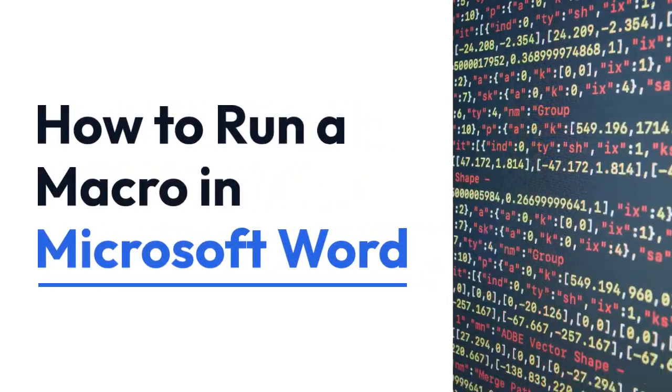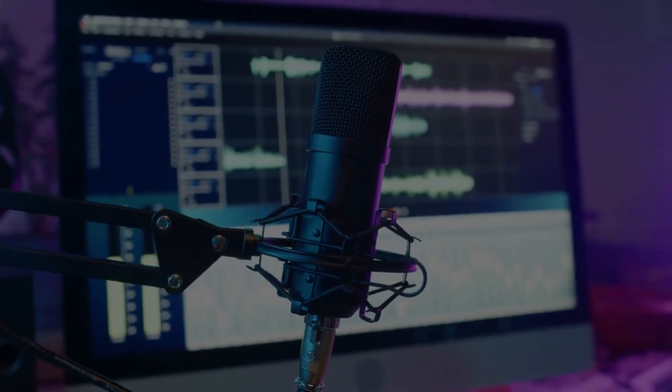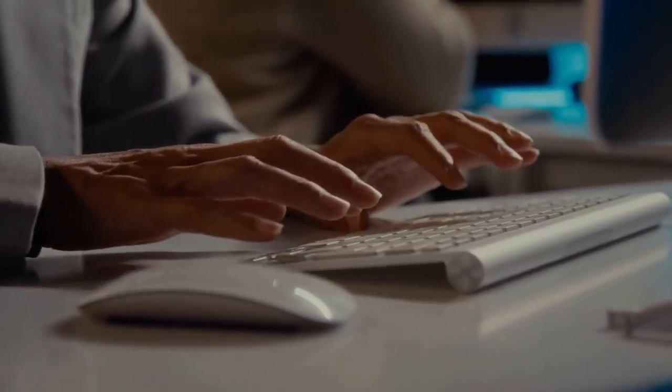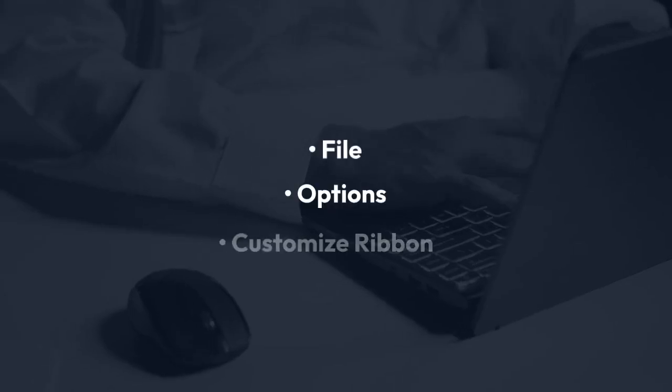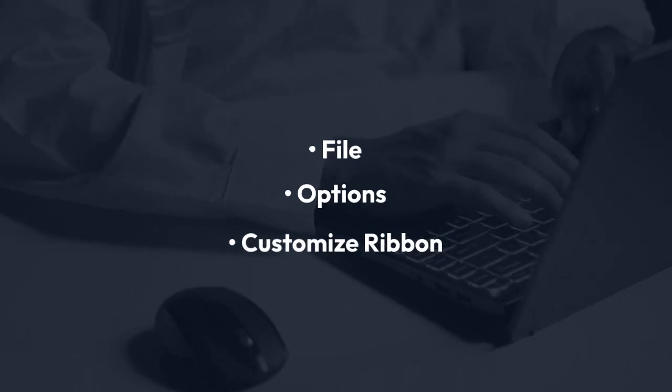We're going to explain how to run a macro in Microsoft Word. 1. First, you need a macro. If you don't have one already, you'll need to record one. To do that, go to the Developer tab. If you don't see it, you might need to enable it. Go to File, Options, Customize Ribbon, check the Developer box, and click OK.